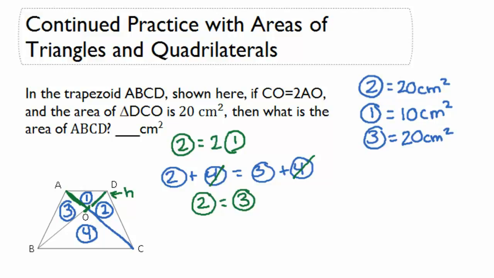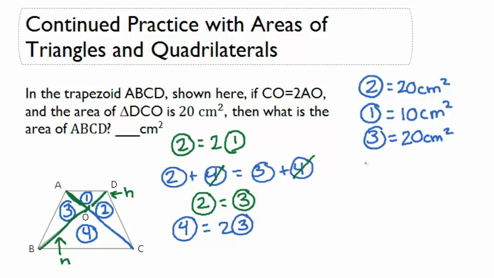Now, the only triangle we have left to find is the area of triangle 4. Let's look again at what we were given here, the fact that CO is twice as big as AO. If you notice, the height BO of triangles 3 and 4 is the same. They share that line. And again, the base of triangle 3 is half the size of the base of triangle 4. So just like we did for triangles 1 and 2, we can say that triangle 4 is equal to 2 times triangle 3.